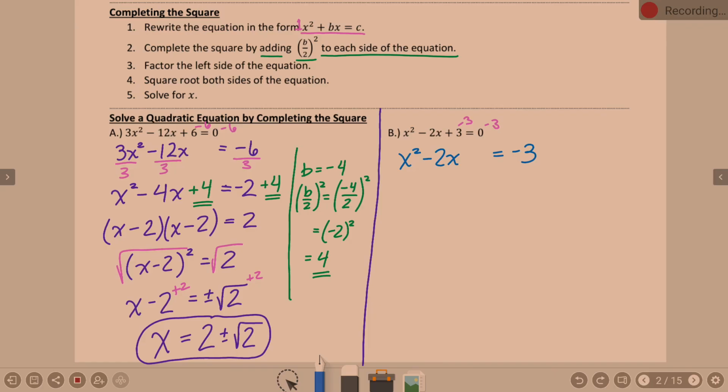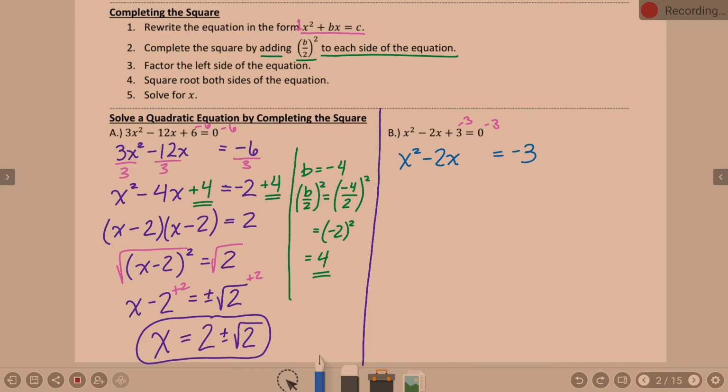Anything else for step 1? It's 1x squared plus bx, right? I already have 1x squared in this case, don't I? So I don't have to divide by anything. Okay? So, step 1. Check it off your list.